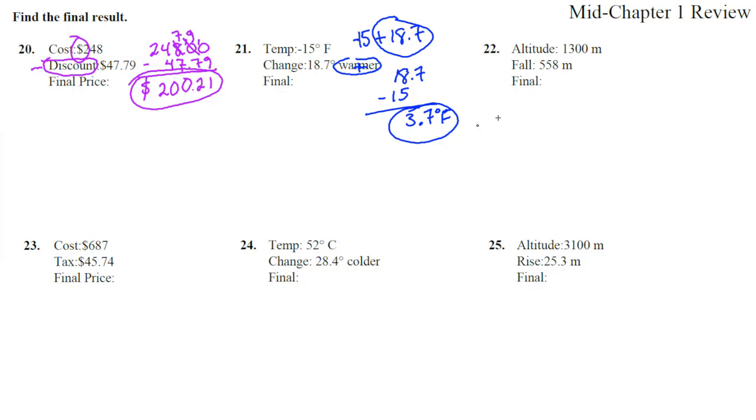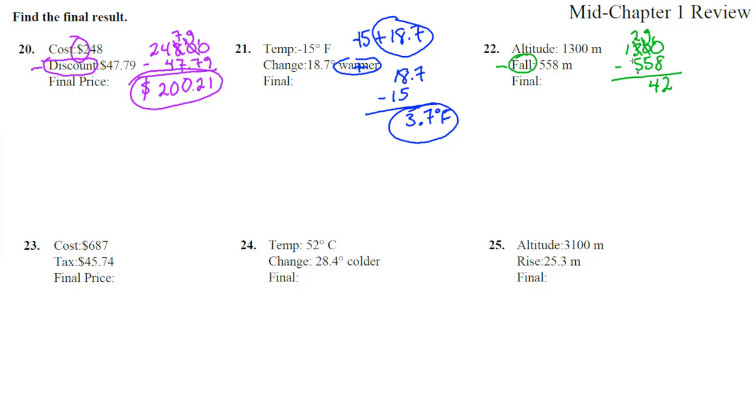Okay, number 22, the altitude is 1,300, and then it subtracts, that's a fall, so it fell down 558. We're going to subtract then. So 0 minus 8, we can't, so we borrow. We can't borrow from 0, so we go clear over here. That becomes a 2. That's a 10. Now it's big enough to borrow from, which is 9, 10. So 10 minus 8 is 2. 9 minus 5 is 4.